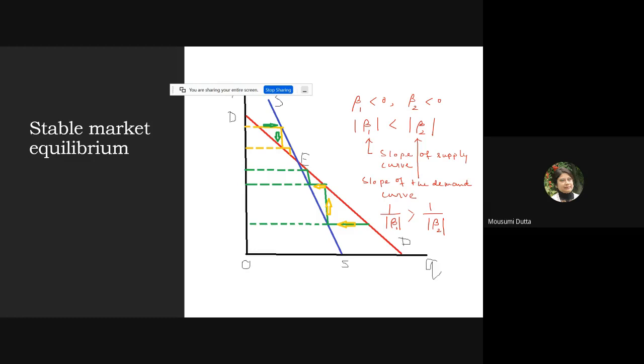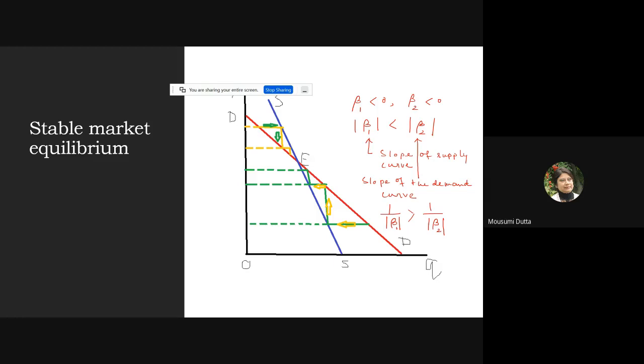Okay. Now 1 by modulus beta 1 will be my slope of the supply curve graphically, and 1 by modulus beta 2 will be my slope of the demand curve graphically. So in my graph, supply is steeper than the demand curve. Look, the blue line is steeper than the red line. The red line is the demand curve, whereas the blue line is the supply curve.